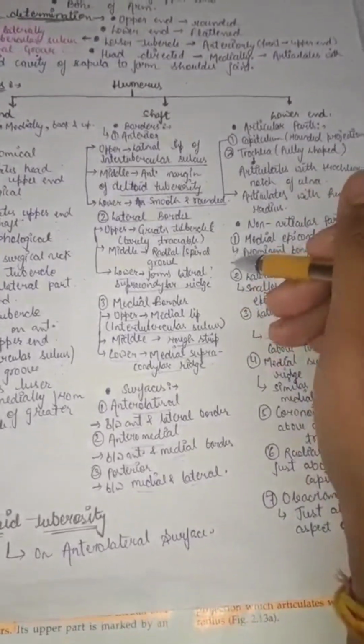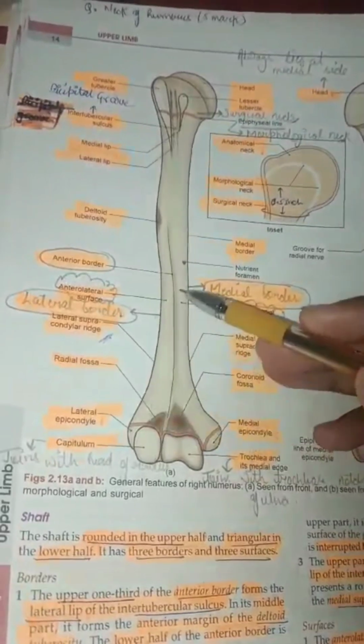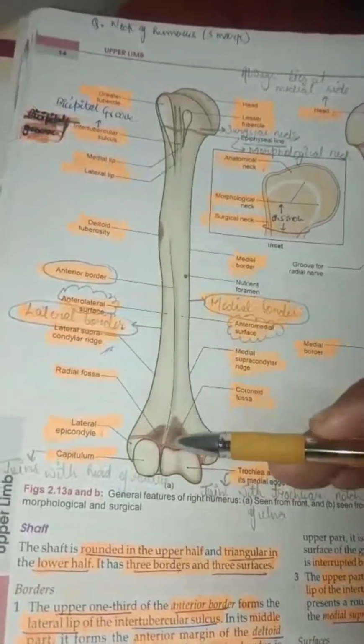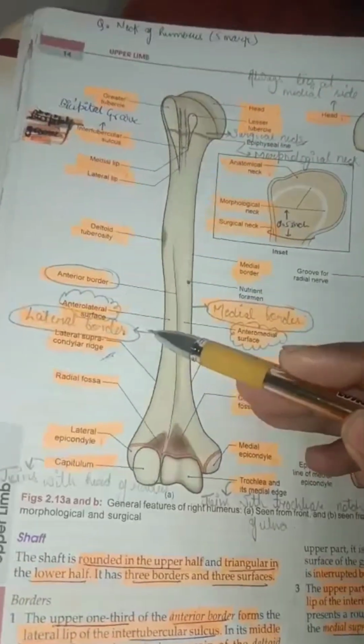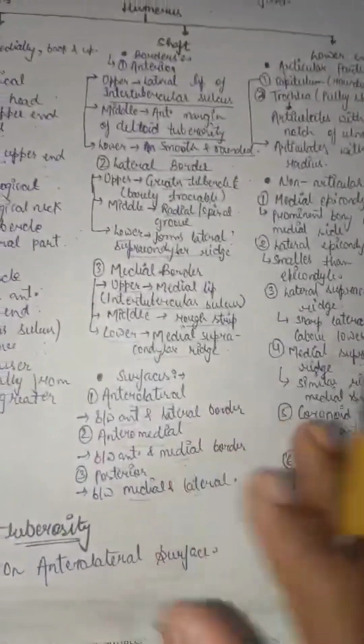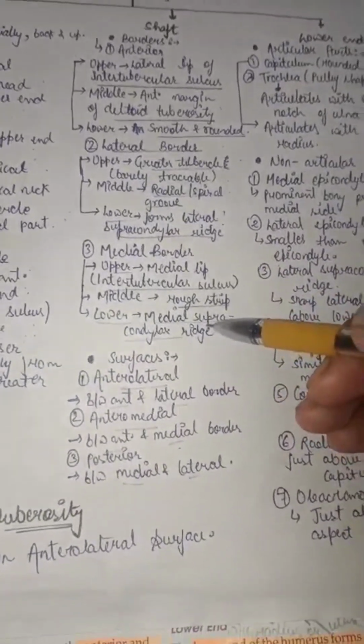lateral supracondylar ridge. The third part, the last part of our lateral border, meaning the lower end, is prominent and it continues with the lateral supracondylar ridge. Now we have medial border. Again medial border has upper part, middle part and the lower part.